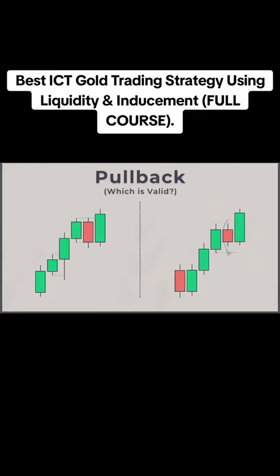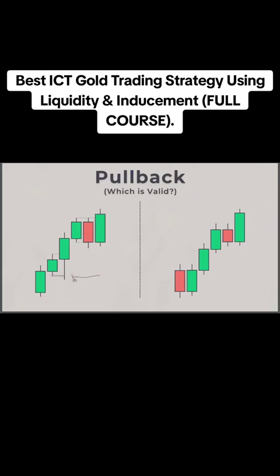Some people would look for this also as a market structure shift here or valid pullback, but in reality, it's not a valid pullback. Why? Because the low is protected here. Price never took that low and then pushed higher. You see here, it took the high, yes, but never the low. On the other hand, this is the valid pullback here. We have different examples of valid pullbacks. The first one is a protected low, but this one is not a protected low.